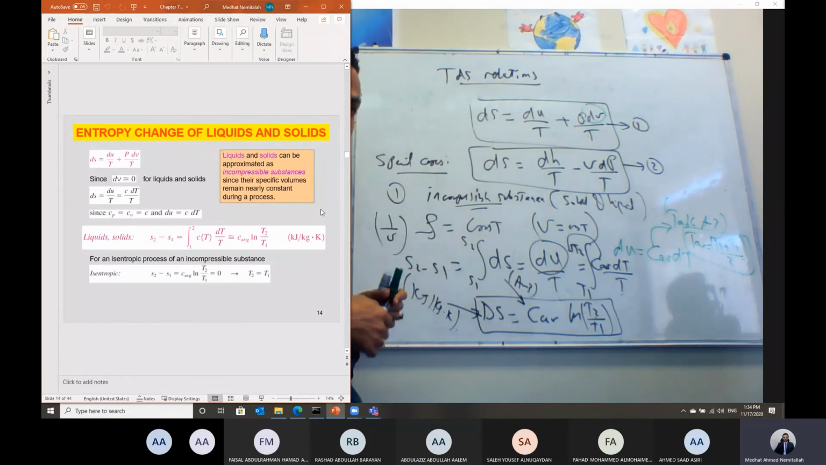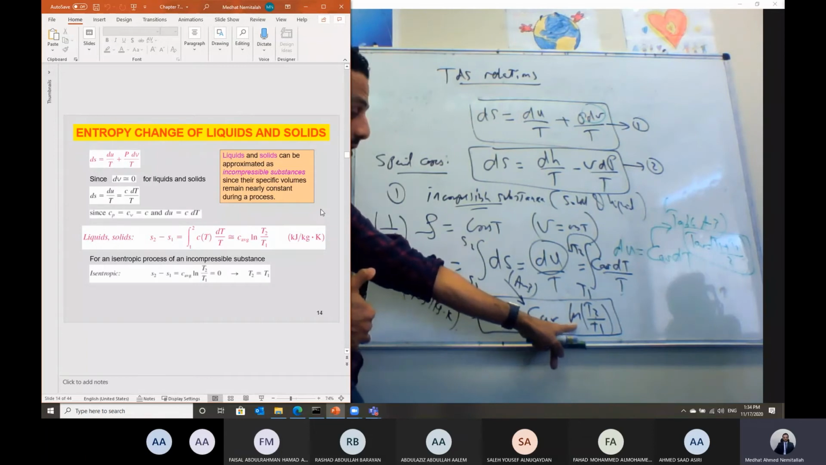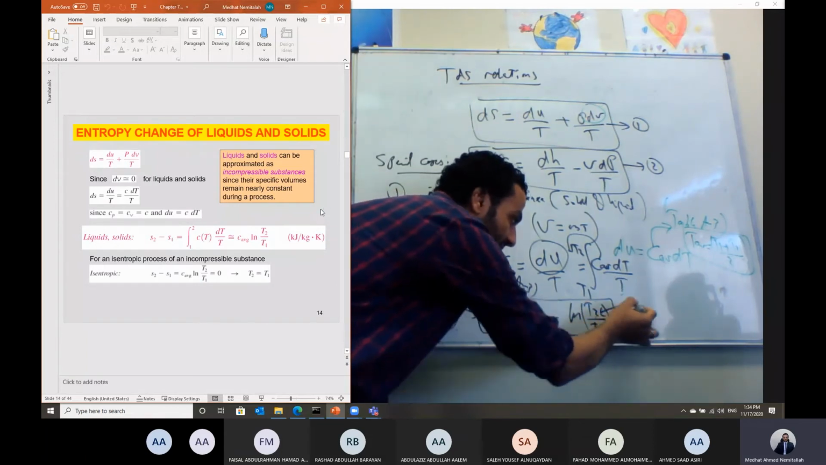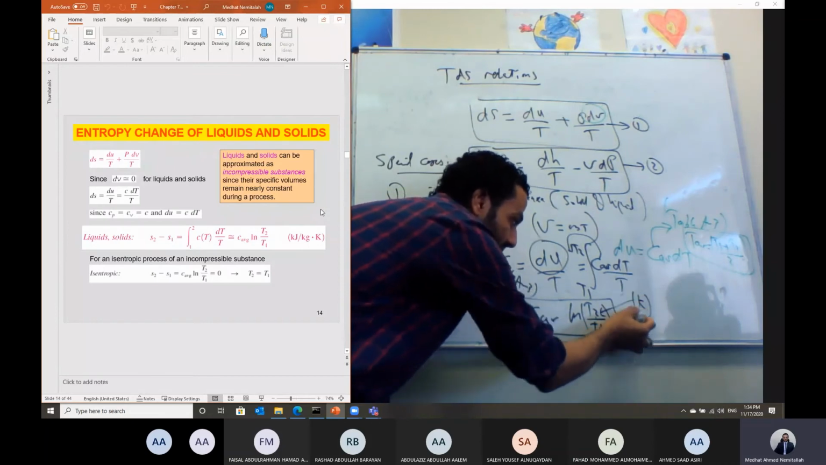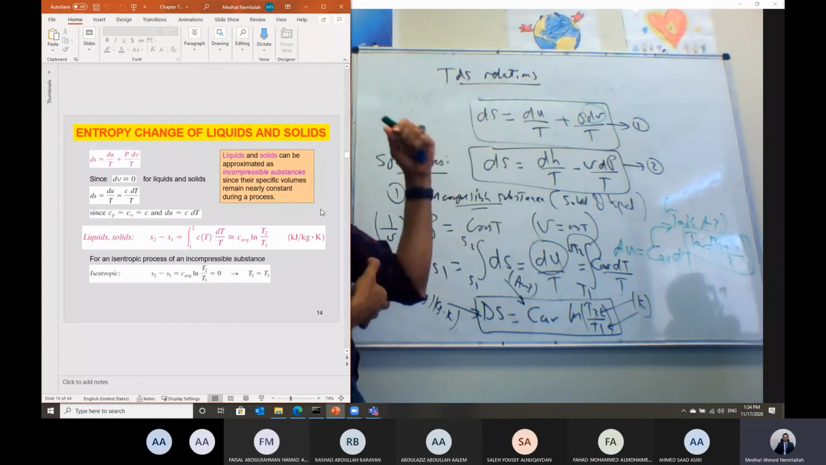depending on the working fluid, the incompressible substance. Then we can calculate delta S, which will equal C average ln T2 over T1. And again, Shabab, I have to remind you here that the temperatures T2 and T1 should be in Kelvin in this case. Is that clear, Shabab?